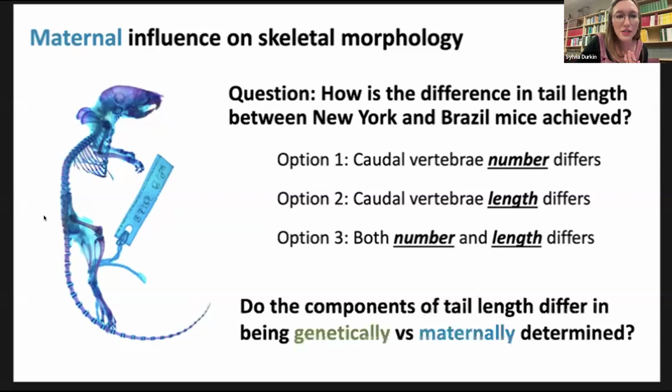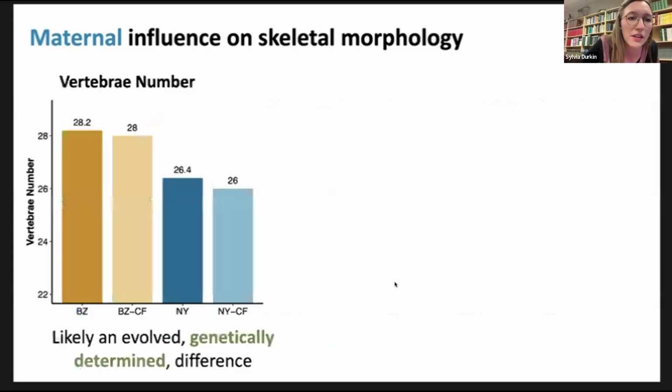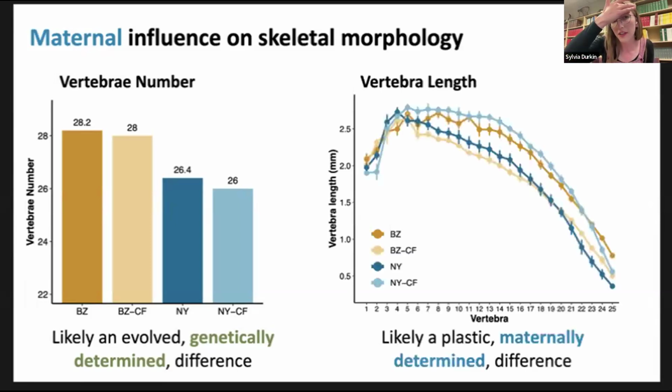And I investigated this question using cleared and stained specimen of cross-fostered and pure line mice at 3 weeks of age. So starting with our results from tail vertebrae number, what I found is that Brazil and Brazil cross-fostered mice have about 28 caudal vertebrae, whereas New York and New York cross-fostered mice have about 26. So the lack of difference between the pure line and the cross-fostered mice point to this likely being an evolved genetically determined difference between these mice. And secondly, our results for tail vertebrae length, we have the individual vertebra on our x-axis and then their lengths on the y.